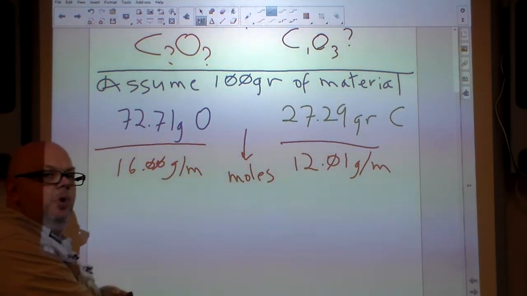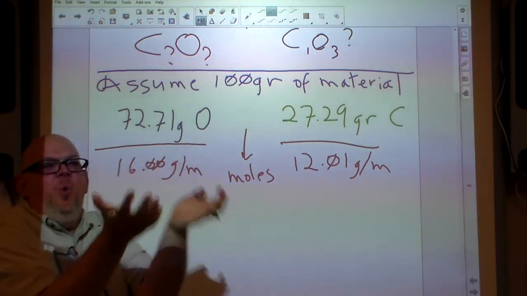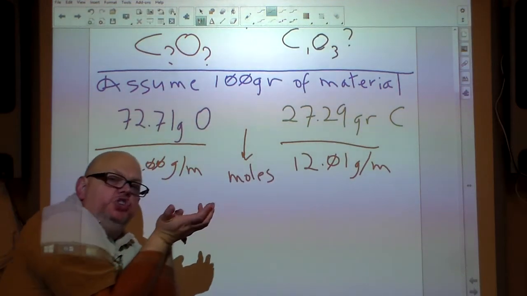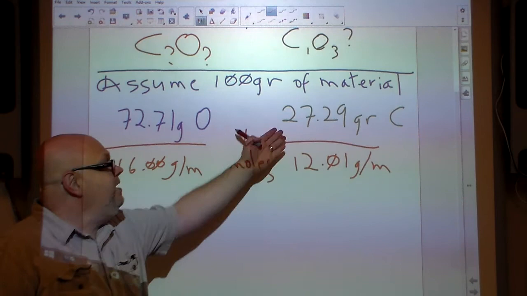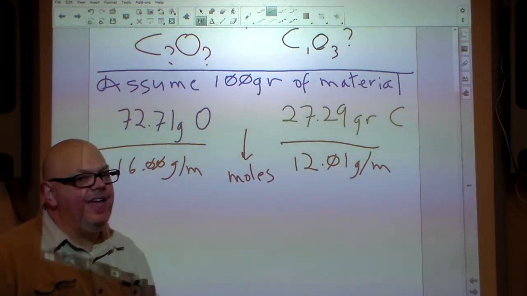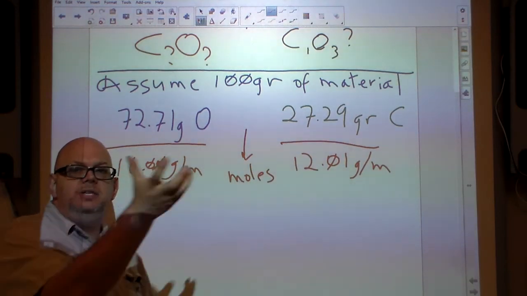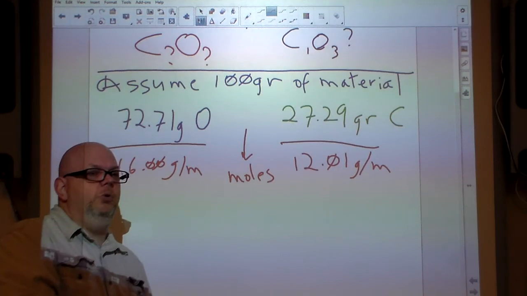Okay. So this is what we've got. We're changing these masses, this weight. I've got this weight of oxygen, but how many oxygen atoms do I have? How many of these carbon atoms do I have actually? That's why we have to change it from mass into numbers. And if you remember numbers, it's moles, basically. That's what we're looking at.